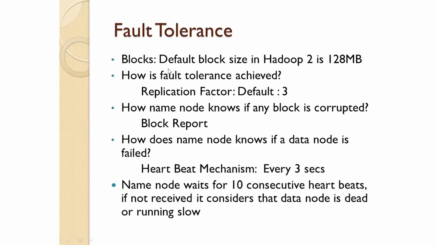If we take a 600 MB file, that is not directly stored in some data node, it will be divided into small blocks. The default size of any block in Hadoop is 128 MB. This started since Hadoop 2. In Hadoop 1, it was 64 MB, but later on, the default block size became 128 MB.